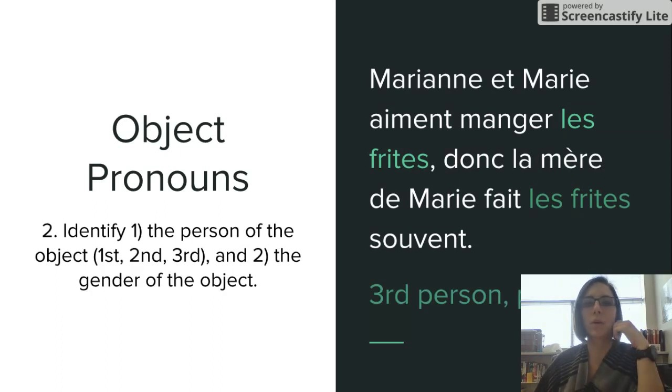The second part is that we're going to identify the person of the object, so whether it's first, second, or third person: whether the speaker is talking about him or herself, talking to somebody about them or themselves, or talking about a person or a thing that's not involved in the conversation. And then we need to find the gender of the object. Here with les frites, we are in the third person, and it's the third person plural. And because it's plural, it doesn't matter what the gender is.